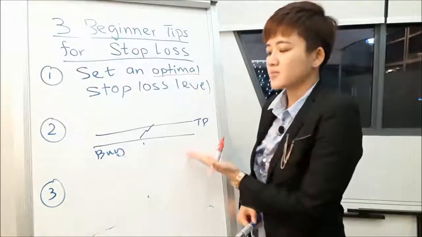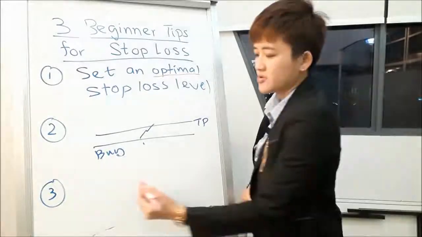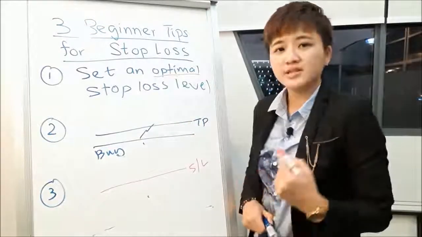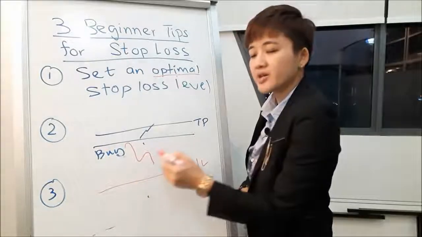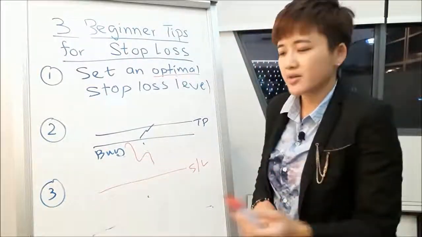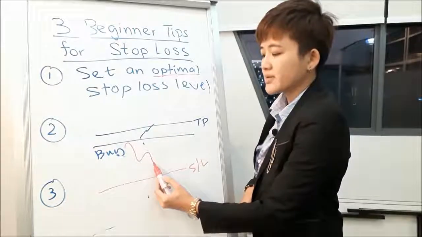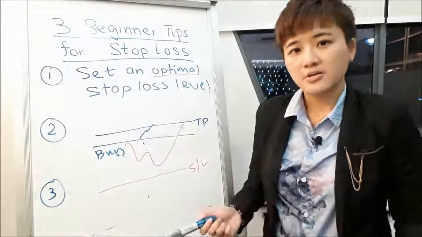You set it in such a way that it's not too tight, not too wide, that it gives you a big loss. You set it at an optimal level. Meaning you just give enough room for the market to breathe, to retrace. But most of the time you know that it wouldn't go down to this level. Most of the time you know that by the time it goes down to this level, it would retrace and go up and hit your target price.